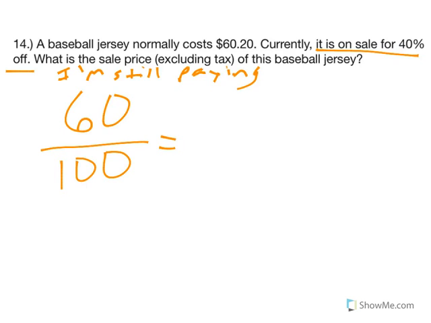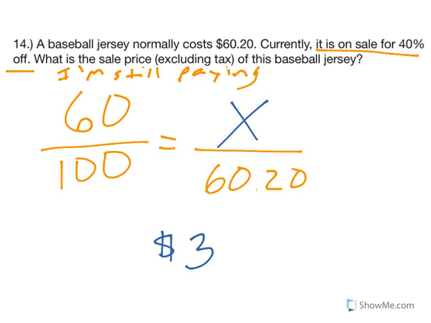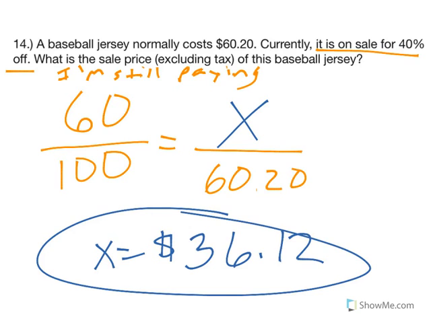How much would you pay for the jersey? So if it's originally $60.20, how much will you pay if you're only paying 60% of the original price? So when I cross multiply, I will end up paying $36.12 as the new price of the jersey. That's not a bad price, right? I'd buy a jersey for that.